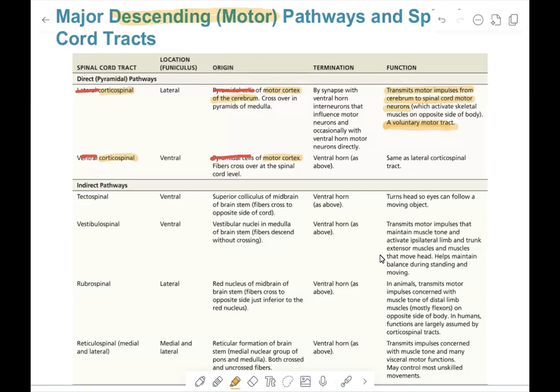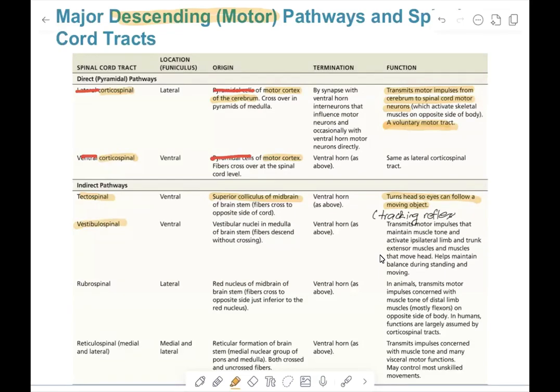The tectospinal tract begins from the superior colliculus of the midbrain. As long as you know the function of the superior colliculus, you should be fine. It's responsible for turning the head so the eyes can follow a moving object. Remember that that is basically the tracking reflex. So can you track a moving object?